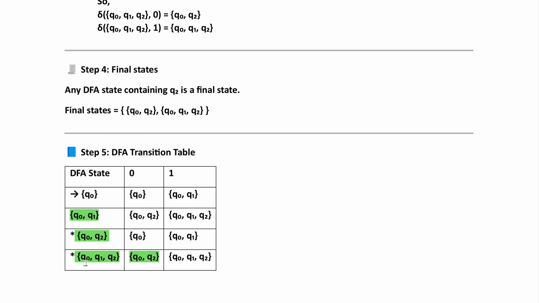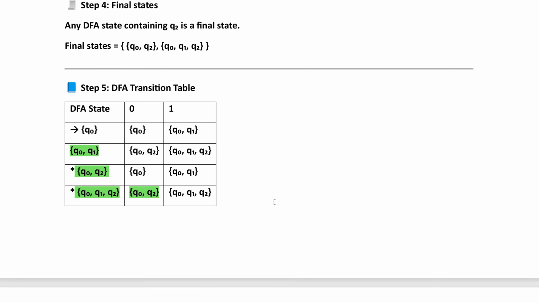When we apply 0 on this Q0, Q1, Q2, first of all, you have to separate. First, apply 0 on Q0. Then we check the next state and write it here. Then we apply 0 on Q1, we get the next state, and write it here. Then you apply 0 on Q2, we get the next state, and write it here. In this manner, this is very simple if you follow the steps.